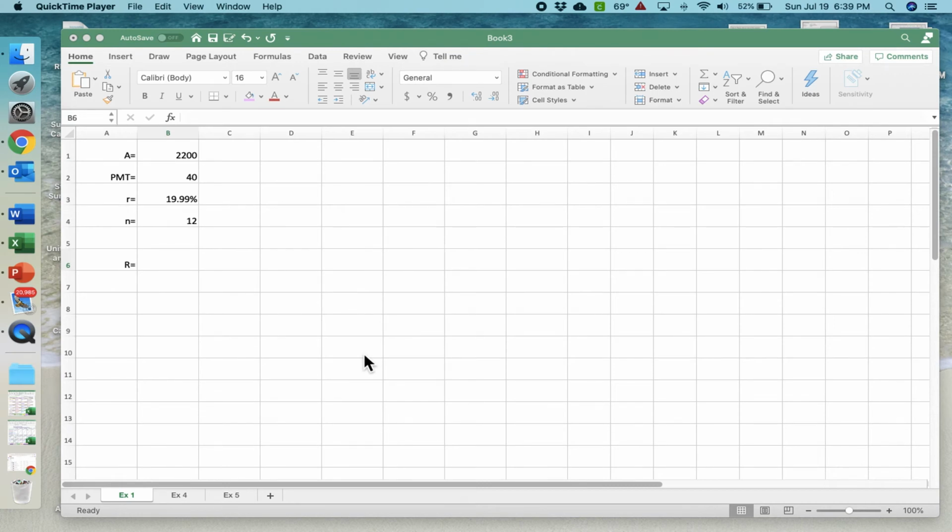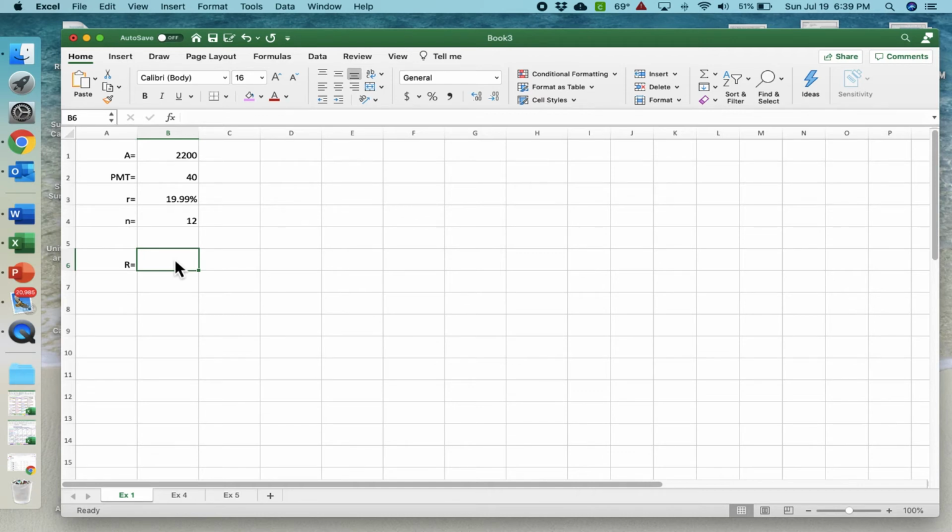For example 1, we're trying to find the number of regular monthly payments. We've got an amount we're financing of $2,200, a regular payment of $40 for Part A anyway, a rate of 19.99%, and N is 12. So, for our formula, the big deal is to make sure that you get in enough parentheses. So the whole top needs to be in parentheses. Then an equals, and then negative, log, and then everything in the log needs to be in parentheses.